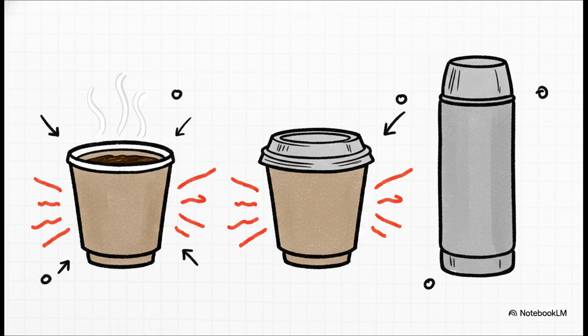A closed system is that same cup, but with a tight lid on it. It still exchanges energy, it'll get cold eventually, but the matter is trapped inside. And finally, an isolated system is like a perfectly sealed thermos. It exchanges neither energy nor matter with the outside universe. Pretty much every electrochemical cell we're going to talk about today operates within these basic rules.